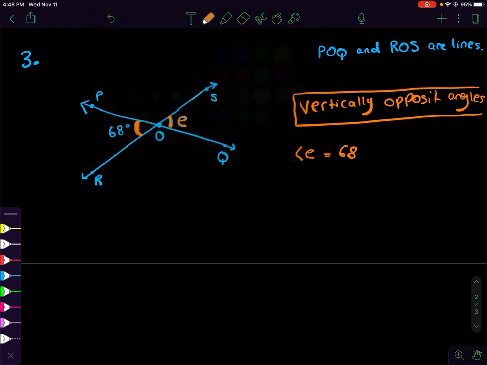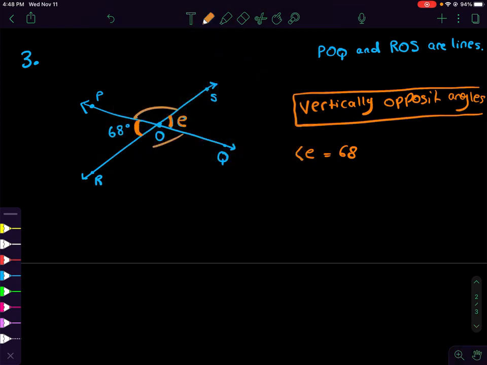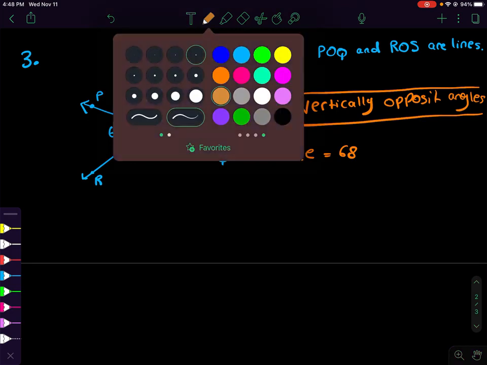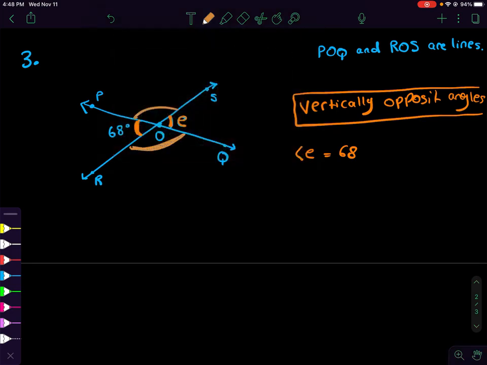What about the other two angles? This one and this one. It's not asked in this question, but when we go to more challenging questions, it might ask you, and we can also solve that. If you want a challenging question, you can find out these two other angles and let me know. If not, you can just wait for us to get to that question. So angle E simply is 68.